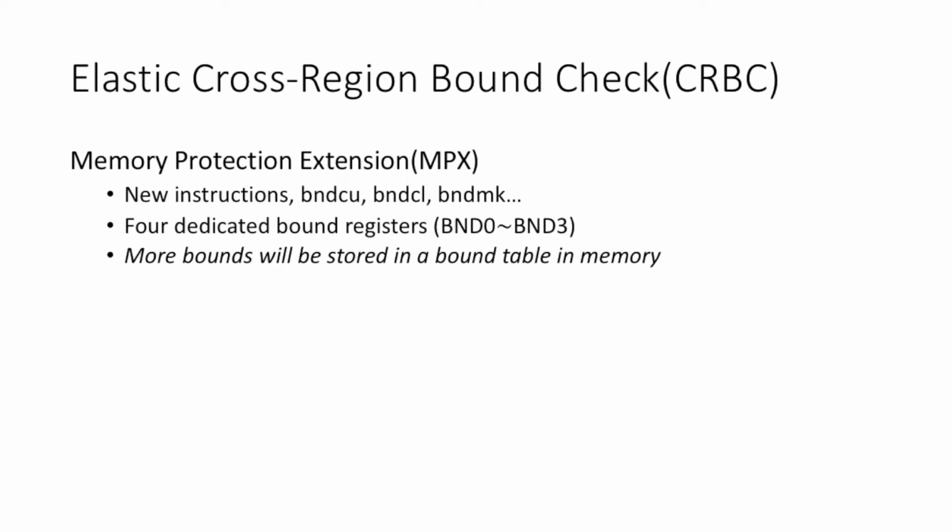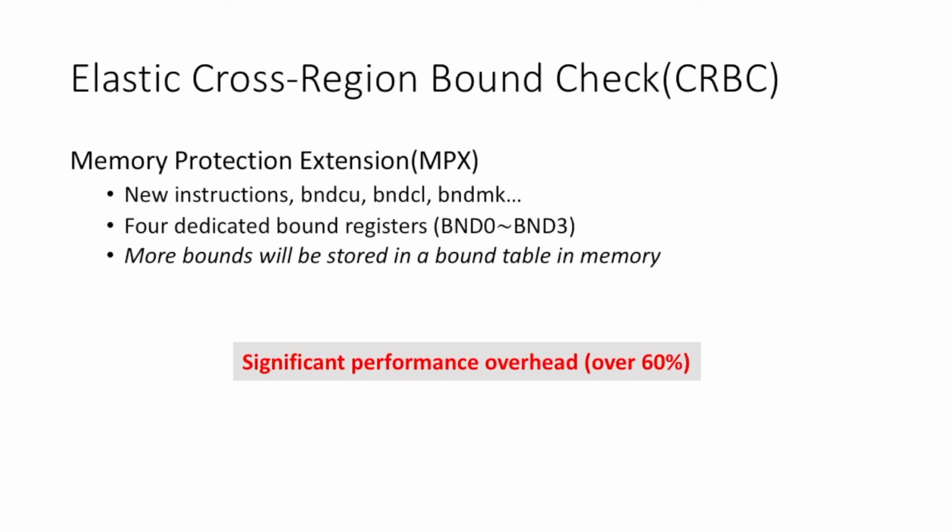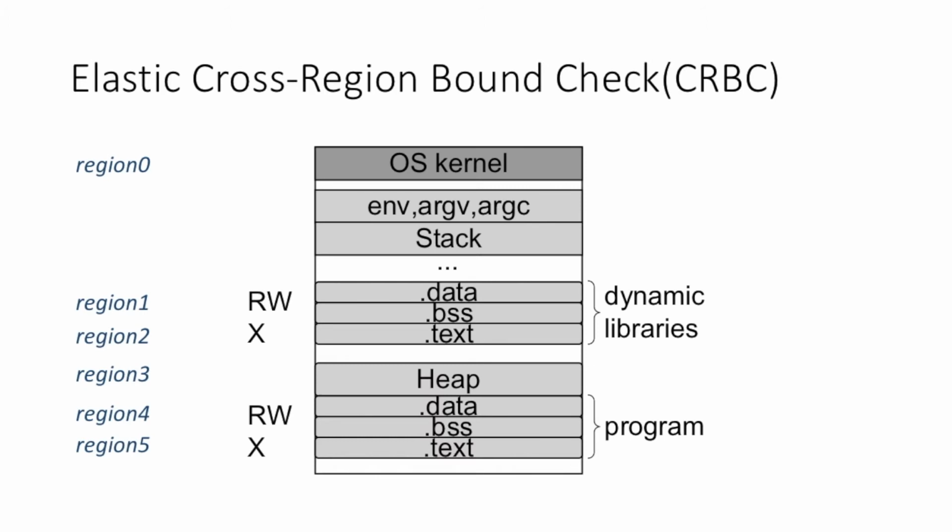Due to the scarcity of bound registers, a typical use of MPX is to use a bound table to store a large number of bounds for objects. However, it will cause a significant performance overhead. We show an example to explain the problem. This figure is the memory layout of a traditional Linux program. It includes the code, data, and dynamic libraries. And each permission region is not continuous. We need to maintain multiple region information, like region 0, region 1, and so on.